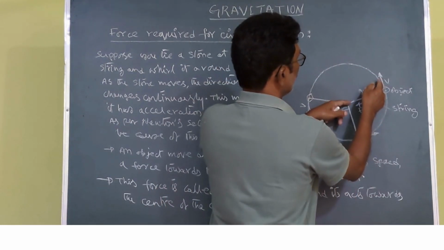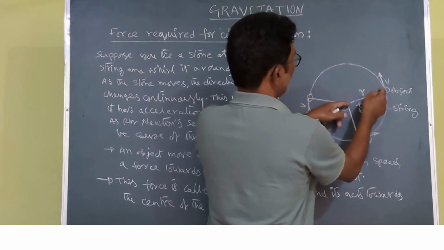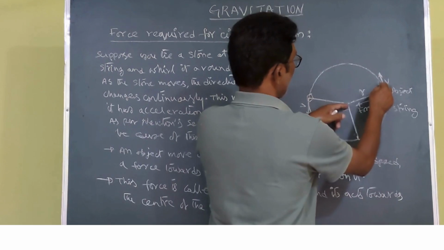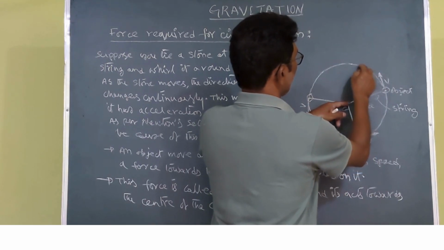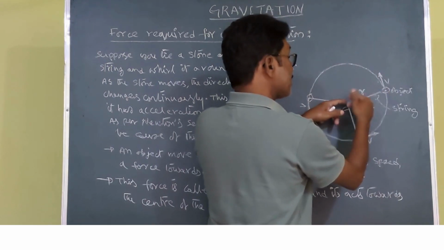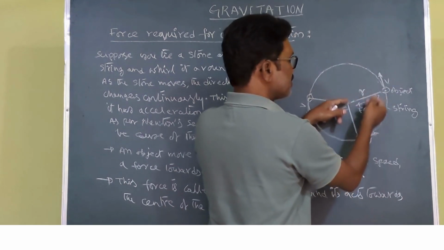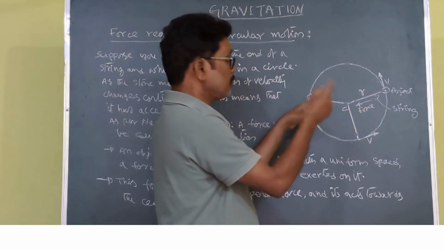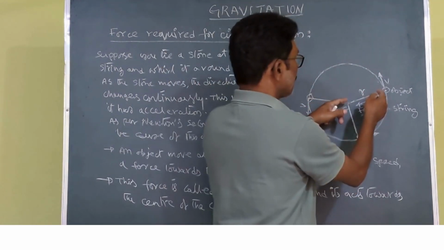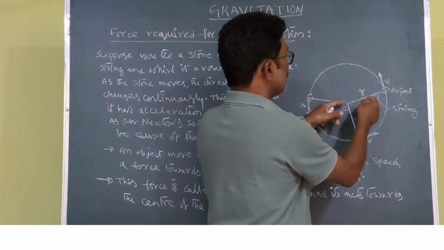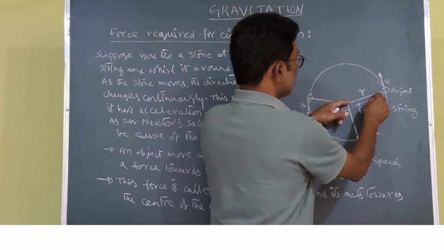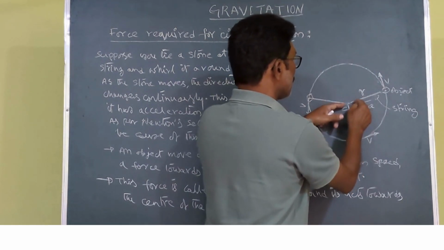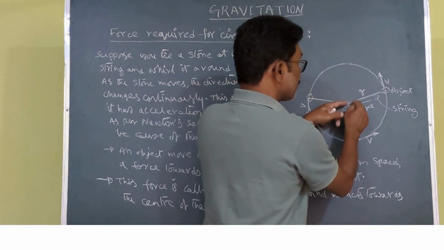While this object is rotating, moving with uniform speed along this circular path, the velocity is changing from point to point, so the acceleration is also changing. The acceleration is increasing, so the force is increasing. That force is acting through the string, in the direction of the acceleration, so the force is also acting towards the center.